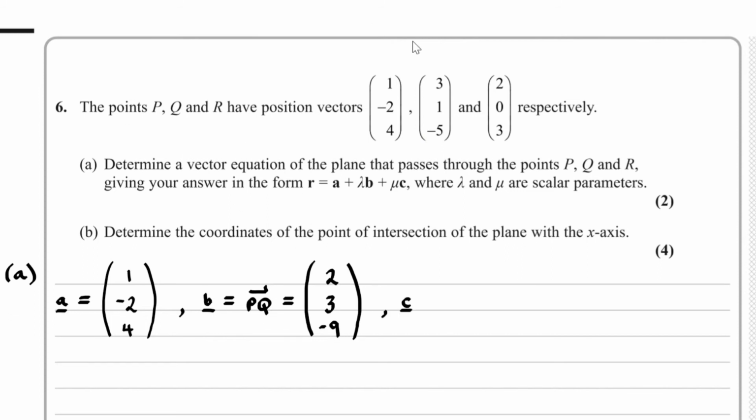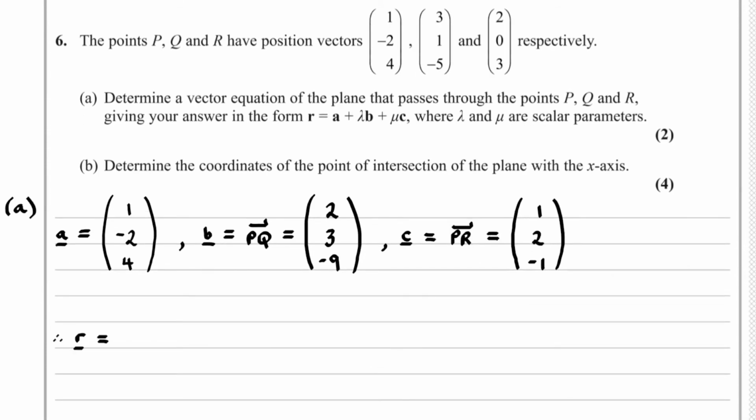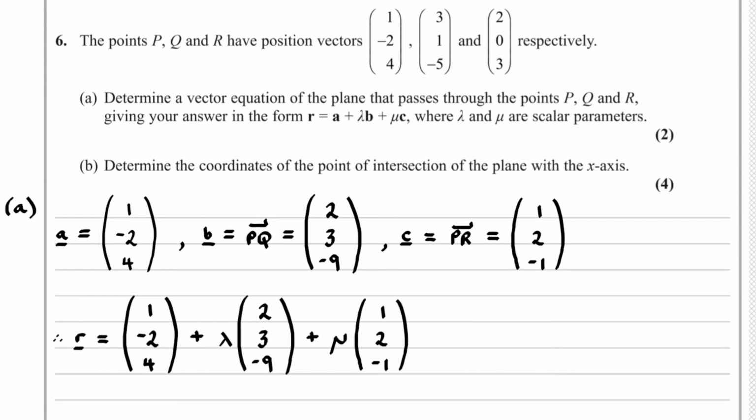And for the vector c, that's equal to PR. So we are going from P to R. From 1 to 2, we go 1. From minus 2 to 0, we go 2. And from 4 to 3, we go minus 1. So here is the vector c, (1, 2, -1). And now what we can do is write down our vector equation. We've got r equals (1, -2, 4) plus lambda multiplied by (2, 3, -9) plus mu multiplied by (1, 2, -1).